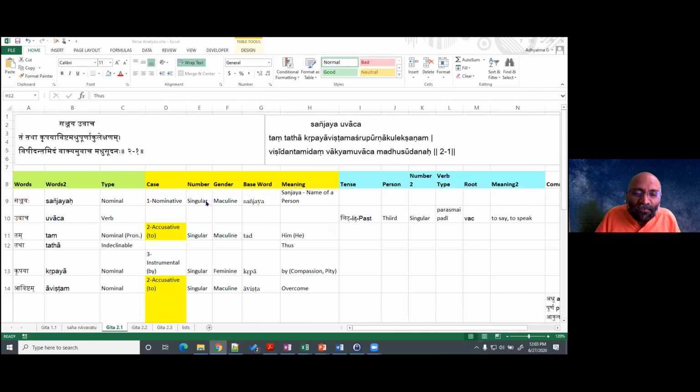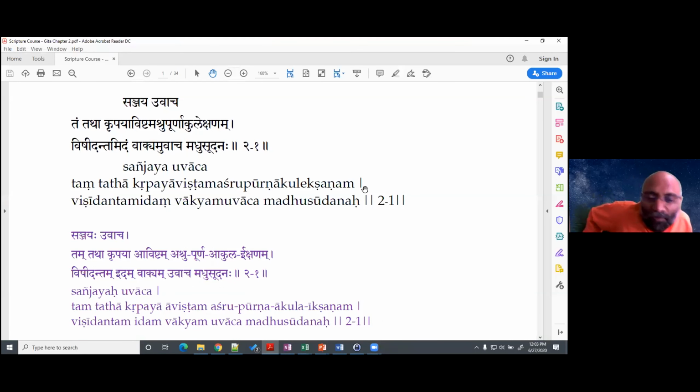With this, we'll chant this verse again and then the closing prayers. We did only one verse today, but it was good. We went in depth. I'll chant the verse. You can chant along with me, or you can just listen. Sanjaya uvacha tam tatha krupaya vishtam ashrupurna kulekshanam vishidantamidam vakyam uvacha madhusudanaha.